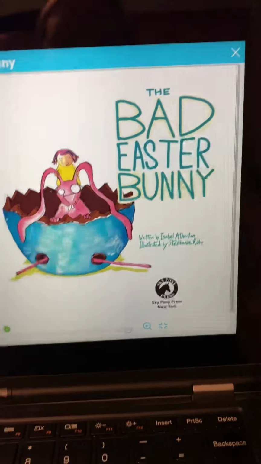So, from reading this so far, I saw the Easter bunny a lot, right? So that might mean that he's a character. We're going to have to keep reading to find out.